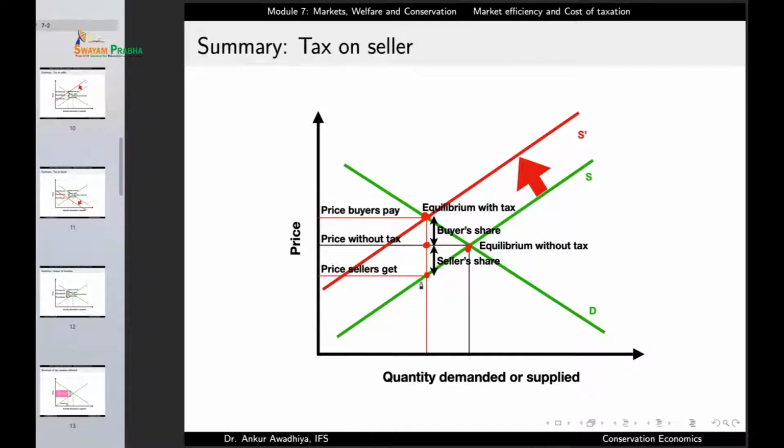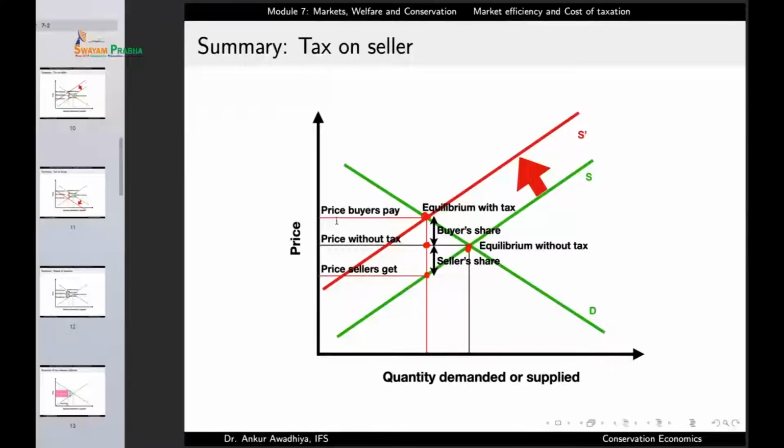And the buyer's share is given by the new price that the buyers are paying minus the old price that they were paying. Which means that even if we have imposed a tax only on the sellers, even then the tax gets distributed between the buyer and the seller. So that is a key point to remember. The buyer's share is given by this amount and the seller's share is given by this amount.